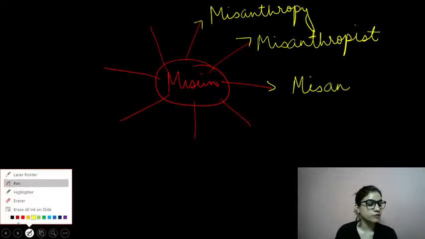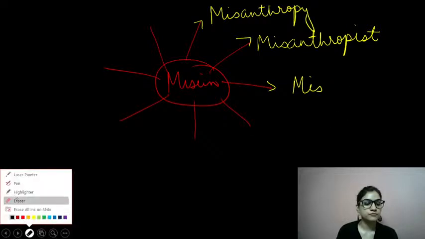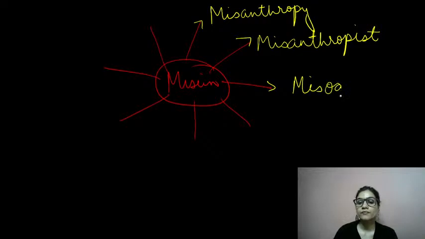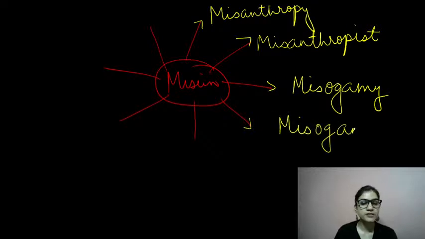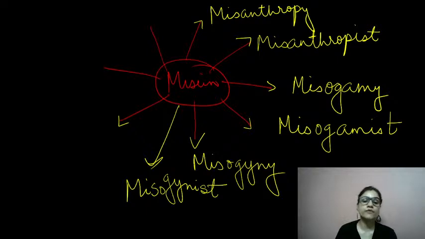Mesogamy is the next word we did. Practice of hating marriages. And another word that comes from the same is mesogamist. The person who hates marriages is a mesogamist. Then we have misogyny, practice of hating women. And then we also had another word, misogynist, right? The person who hates women.